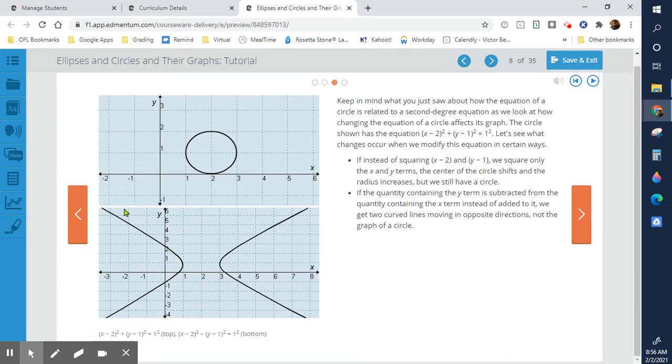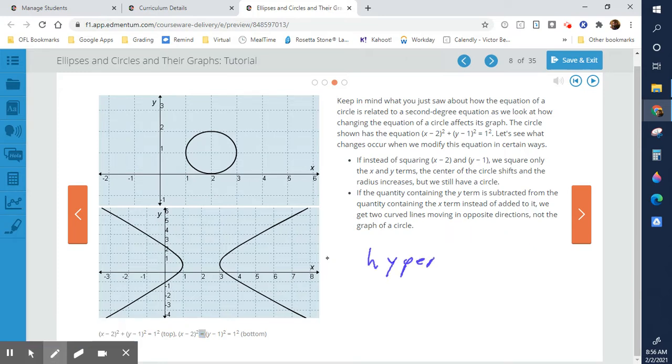Also, if it's a plus sign instead of a subtraction sign, we get a completely different shape. So right here in the center, instead of subtracting, we get an ellipse, or not an ellipse, a hyperbola. A hyperbola, not to be confused with hyperbole. I always get those two confused.